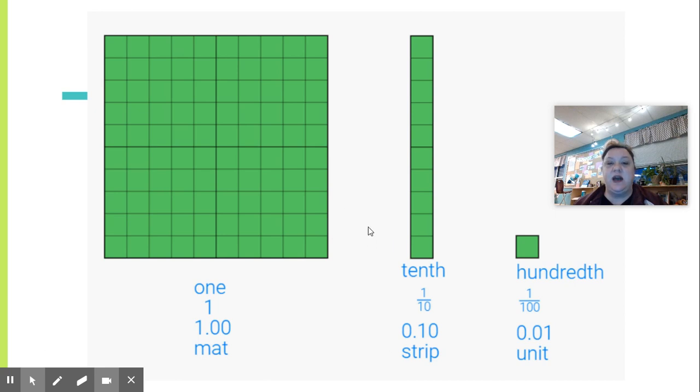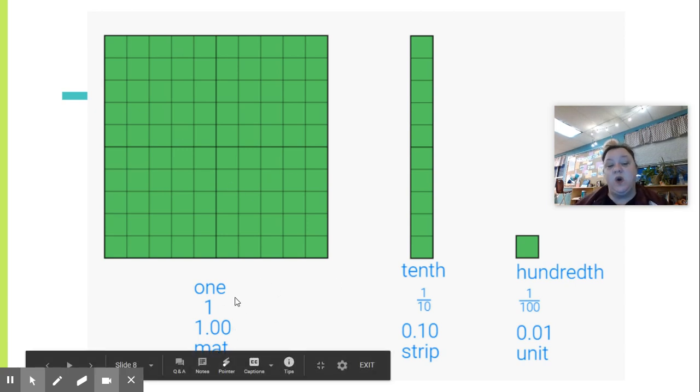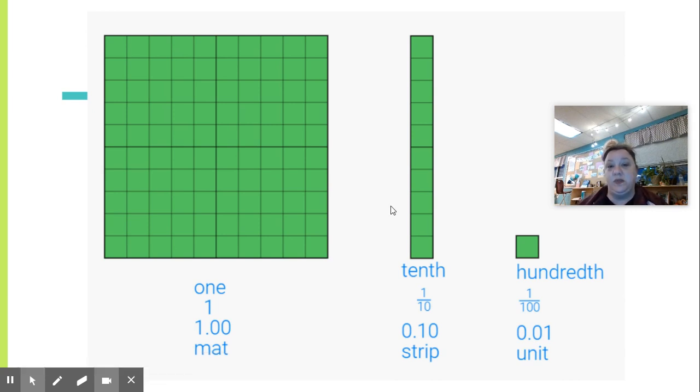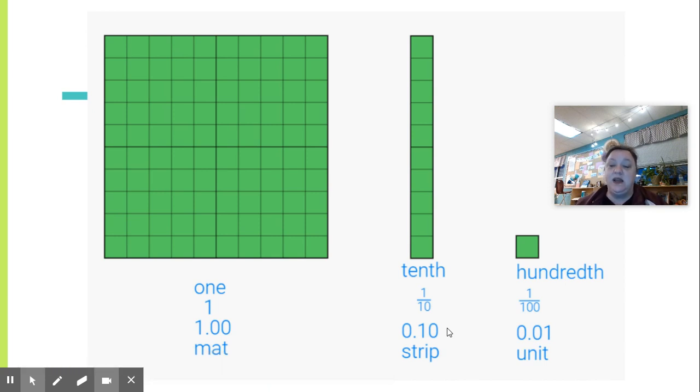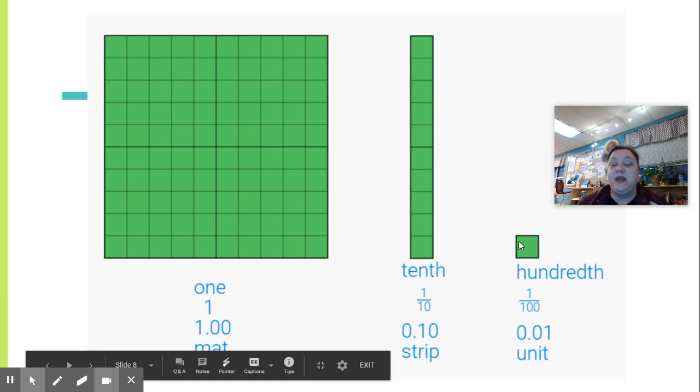So while we're working with decimals and our base 10 pieces, we're going to consider a mat to be one whole, kind of like $1.00. We're going to think of these strips as being 1/10 of the whole. And as a fraction, it looks like 1/10. As a decimal, it looks like 10 cents would look, 0.1 or 0.10. And the hundredths are like pennies.